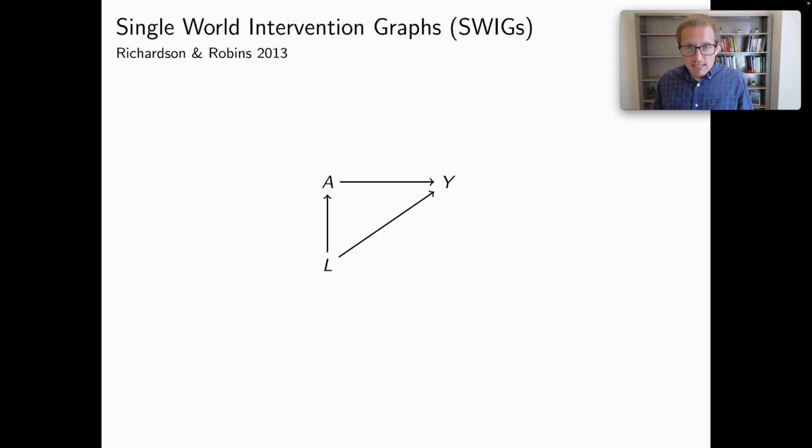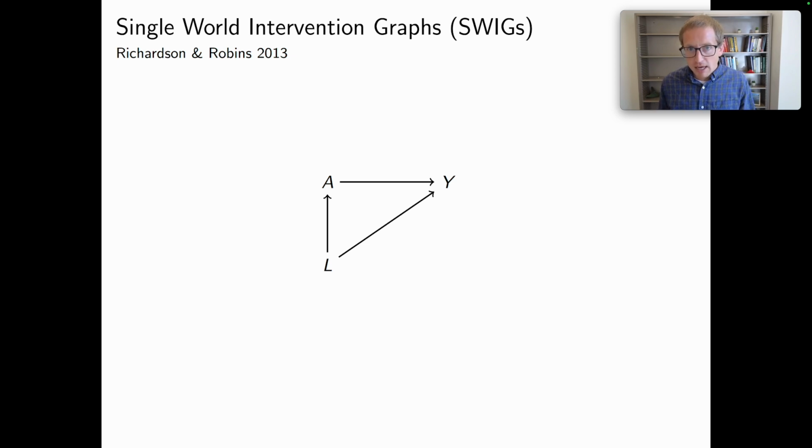So you'll recall that a DAG is just a graph that shows a set of variables represented as nodes connected by edges that have directed arrows pointing for which direction causal effects flow. Here we have a treatment A that affects an outcome Y, and a confounder L that affects the value of both the treatment A and the outcome Y.